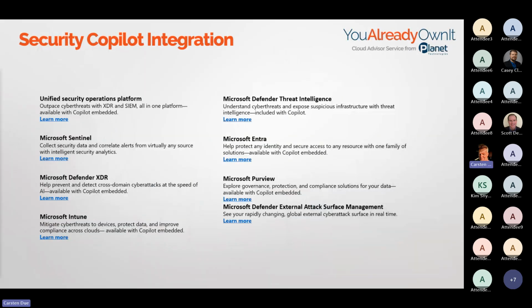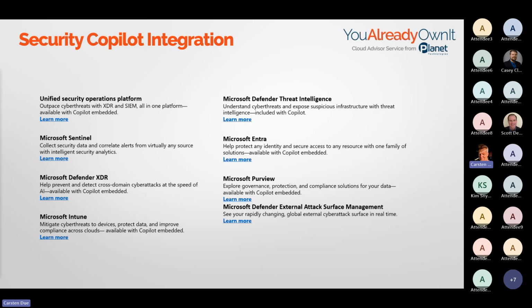All right. So we need to mention Security Copilot. Security Copilot is the newest addition, I want to say, to the unified security stack of Microsoft. It integrates with the XDR and SIEM. It really solidified the unified security platform, right? Integrates with Sentinel, XDR, Intune, Defender Threat Intelligence, Entra, Purview, and the Microsoft Defender external attack surface management.